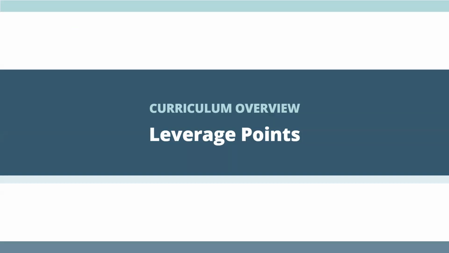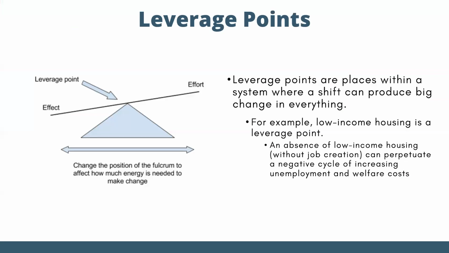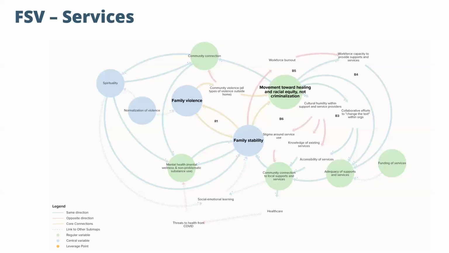Then we move on to leverage points. Leverage points are places within a system where a shift can produce a big change in everything. So for example, low-income housing is a leverage point. An absence of low-income housing without job creation can perpetuate a negative cycle of increasing unemployment and welfare costs. So this is that same family stability and family violence services portion of their CLD.